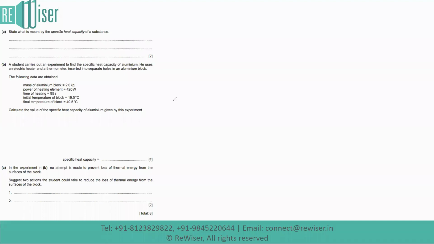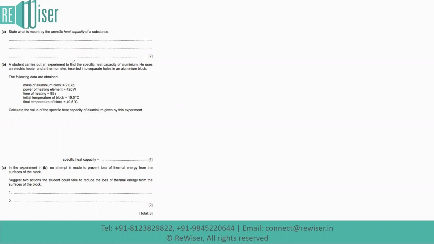Let's move on to the next question. State what is meant by specific heat capacity of a substance. So we understand that specific heat capacity is the amount of energy required to raise a unit mass, that is 1 kg of a substance, through 1 degree Celsius or 1 degree Kelvin.